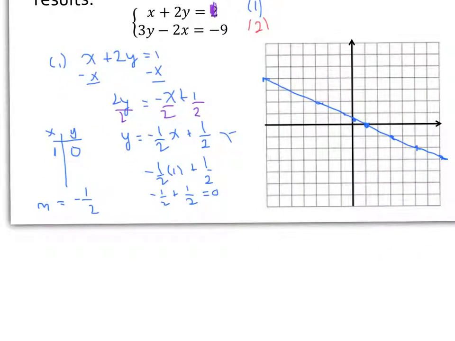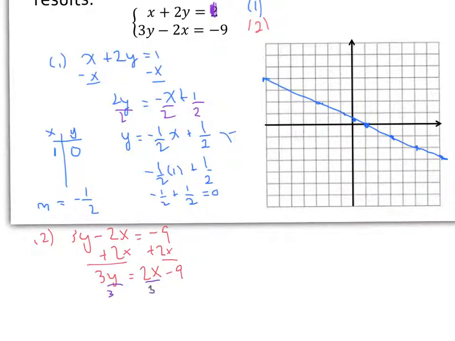Now for equation 2, we have 3y minus 2x equals negative 9. So I'm going to add 2x on both sides. I get 3y equals 2x minus 9. I'm going to divide everything by 3. And so I get y equals 2/3 x minus 3. In this case, that means I can start at negative 3, which is right here on the y-axis, and I go up 2 and over 3.